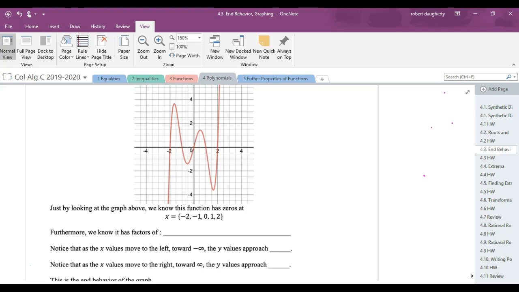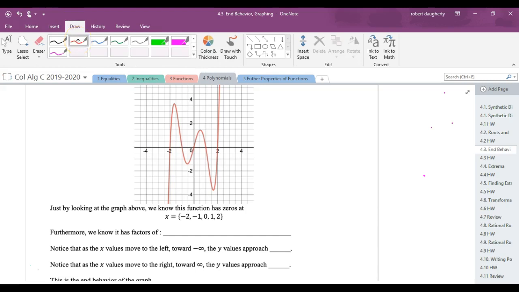No, that's not a factor. That's not a factor. What are factors? x minus 2 is one factor. x plus 2 is a factor. x plus 1. x minus 1. x minus 0, I can just write an x, okay? Those are all the factors of this polynomial.